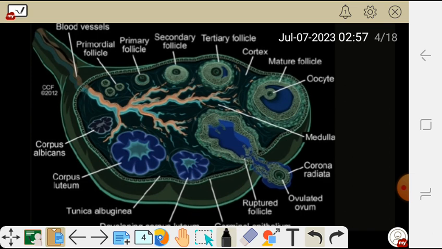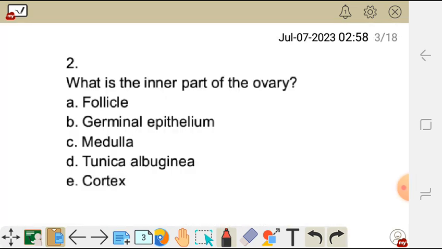Okay, so the outer layer covering the ovary, which is the epithelium layer, is called the germinal epithelium. Then from there, underneath the germinal epithelium, we have the tunica albuginea. Then after that, the ovary has two parts. It has the cortex and the medulla. So the cortex is the outer part and the inner part is the medulla.